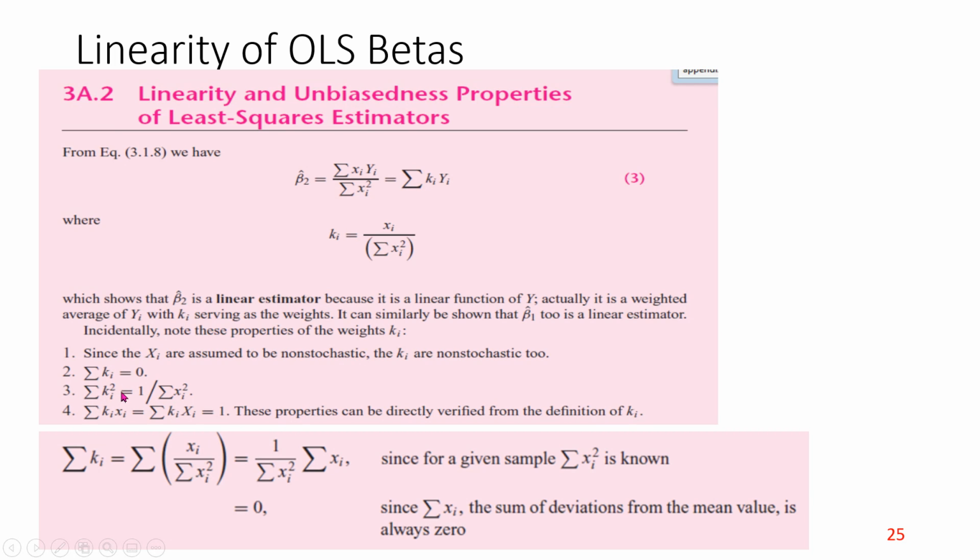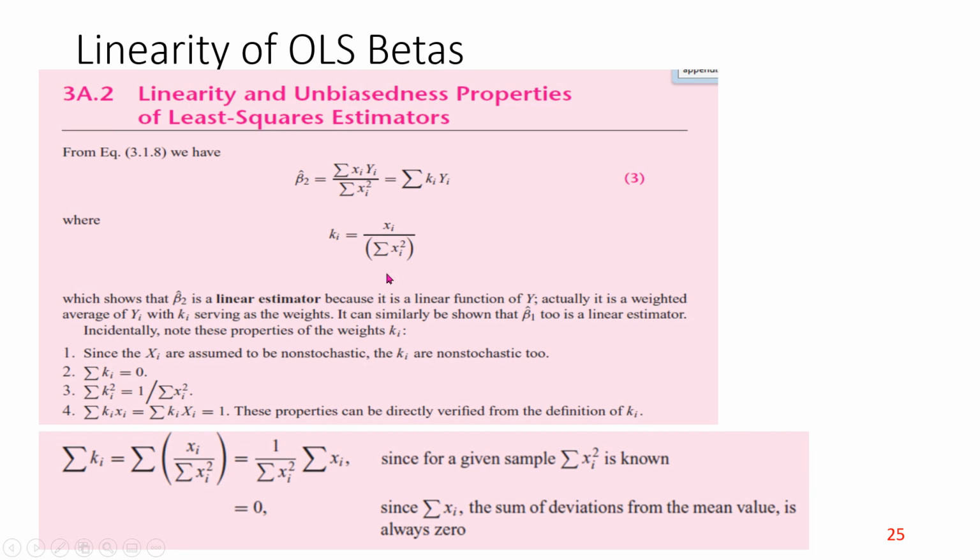Then the sum of ki square is equal to 1 over the summation of xi square. You can simply prove it by taking the square of this equation, and you can easily derive this result. Similarly, result number 4 is also very straightforward. The sum of ki xi is equal to 1.